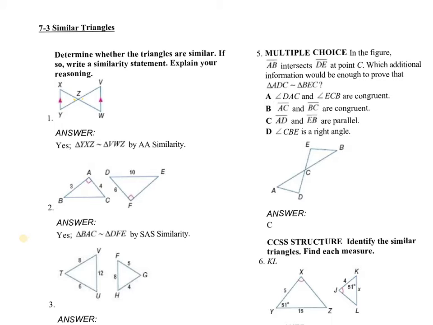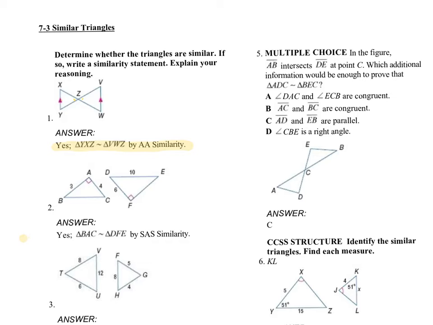And so therefore you can see that the answer given to us for number one is that yes, they are similar by angle, and then you can see that they have named the triangles YXZ and VWZ. And remember that yours may look a little bit different, but you want to make sure that the Y is in the same position as the V, the X is the W, and obviously the Z is with the Z.